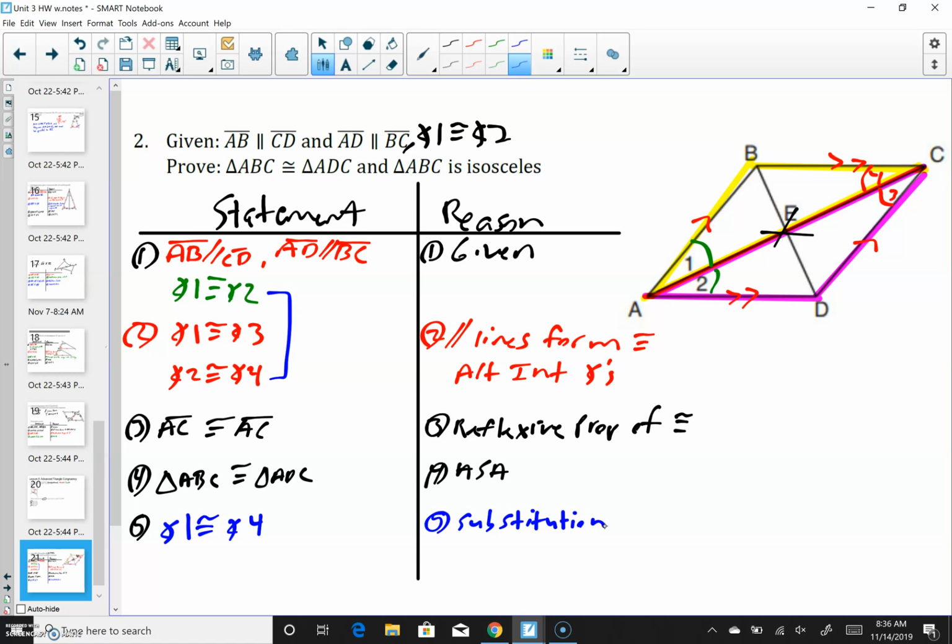So that's important because now we have the fact that angle 1 and angle 4 are congruent. Those are our congruent base angles. So now triangle ABC is isosceles, and that's because it's a triangle with two congruent base angles. And that's how we're going to finish this proof.